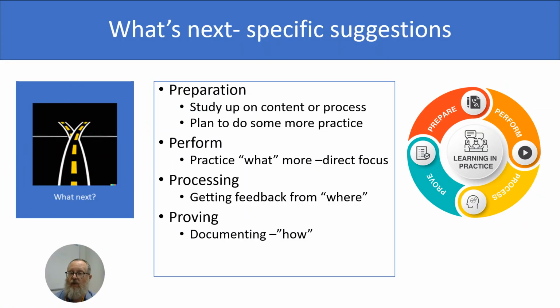Students' suggestions for what's next often focus on reading more and studying more. Giving students more specific suggestions helps. The 4P model of learning and practice helps in this regard. How can they prepare? What should they practice? How will they get more feedback? And finally, how will they document what they have improved?